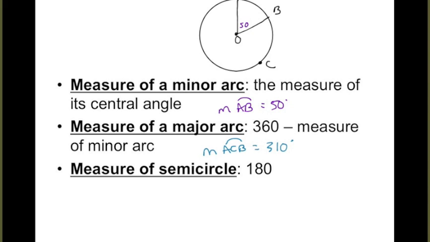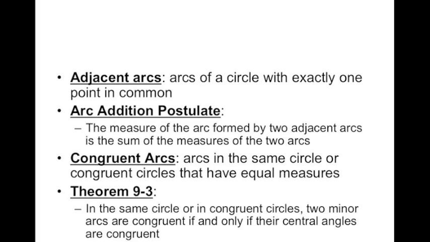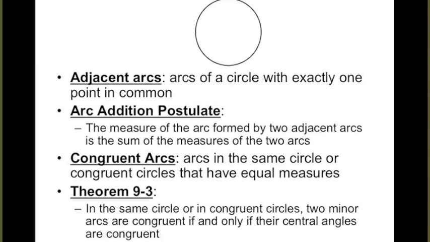Your problems tonight are going to be mainly concerned with the relationship between a central angle and its arc. Adjacent arcs are two arcs that are directly next to each other, sharing exactly one point in common. So they don't overlap, they are just right next to each other.